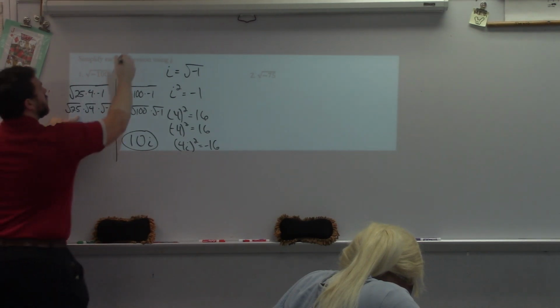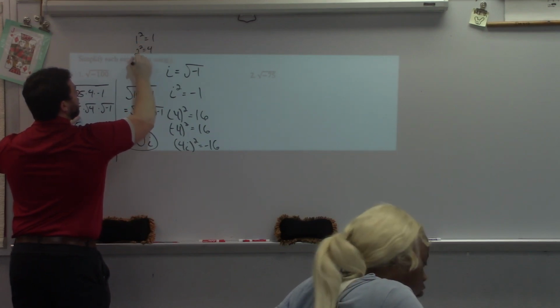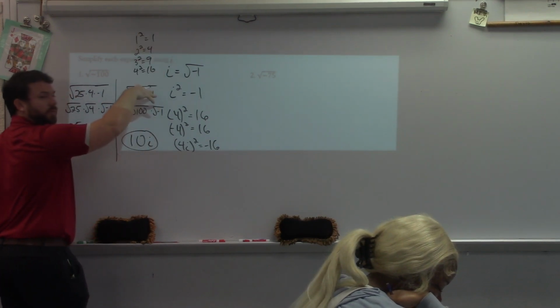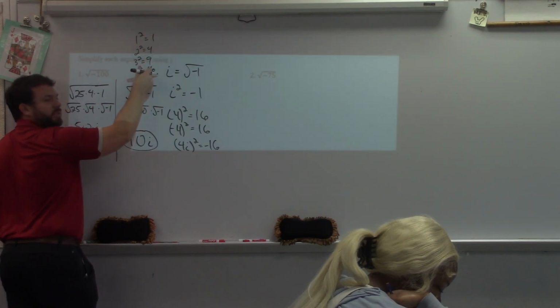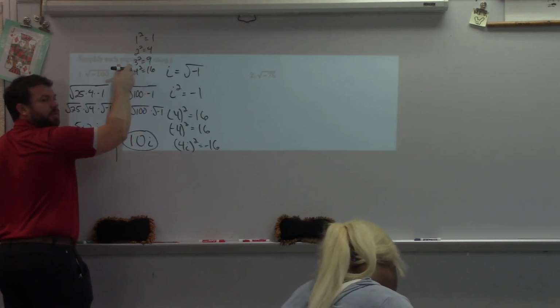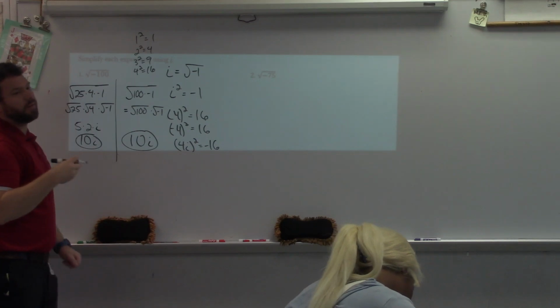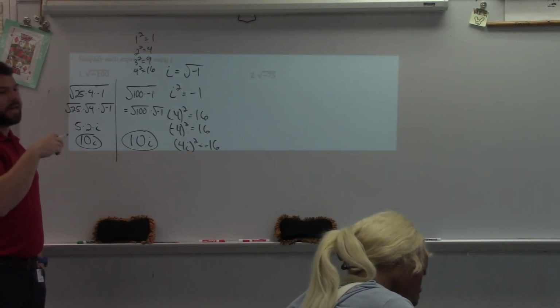Right? So 1 squared is 1, 2 squared is 4, 3 squared is 9, 4 squared is 16. So I want to see those perfect squares. I want to find perfect square factors because those are the things I can take the square root of. Square root of 16 is 4, square root of 9 is 3, square root of 4 is 2. So make a note of that for sure if you didn't realize that. We want factors that are perfect squares.